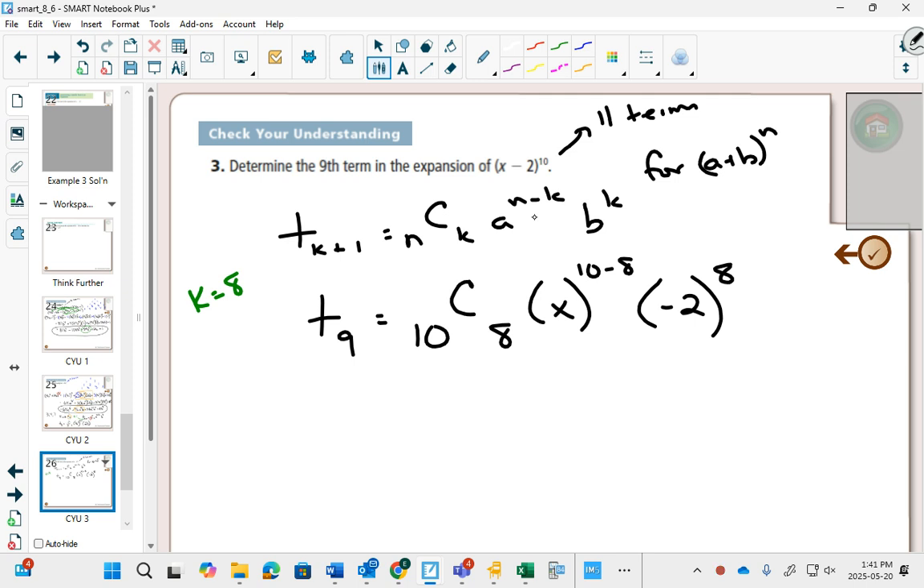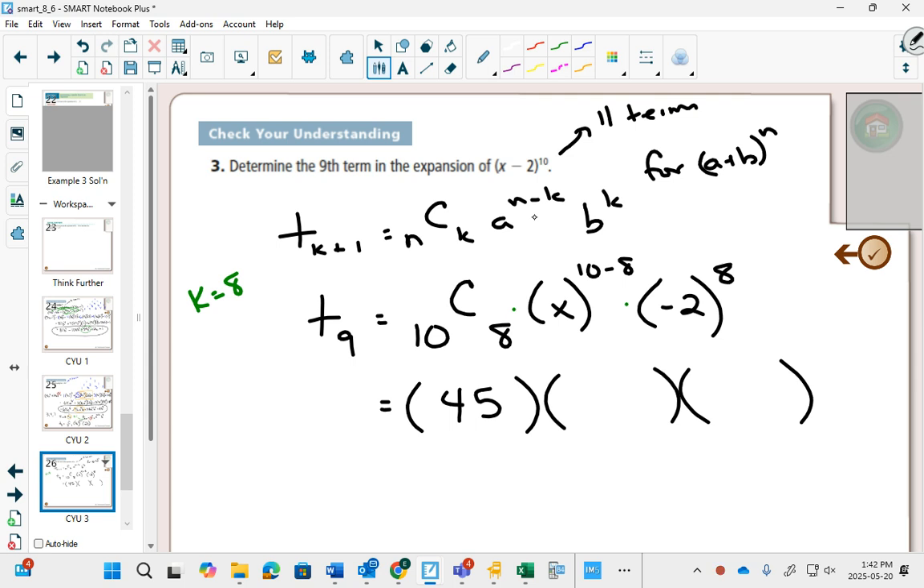Now, when you're using the formula, I highly recommend treating the 10 choose 8 as one thing, the x to the exponent as another thing, and the negative 2 to the exponent as another thing. Simplify them first, all separately. Put them in brackets because you're going to multiply them together, because they're all this times this times this, all multiplied together there. So you're going to go to your calculator and do 10 choose 8, which I think is 45. So you can check that on your calculator.